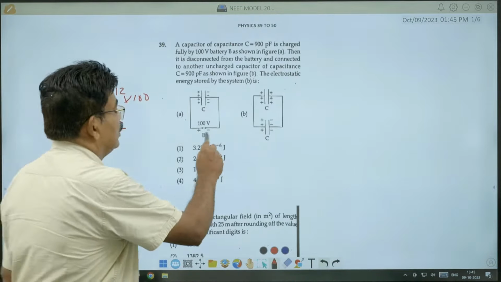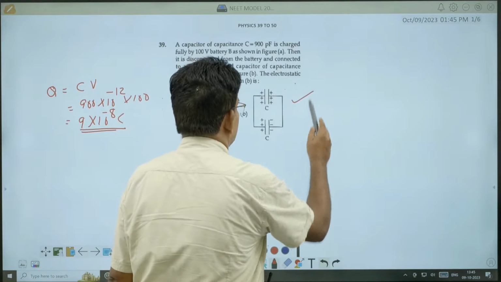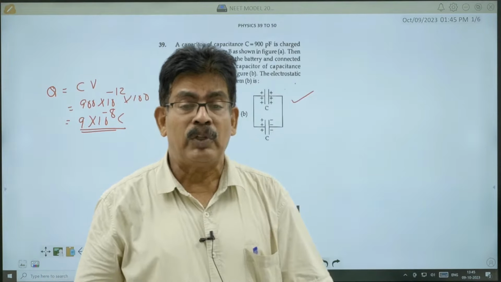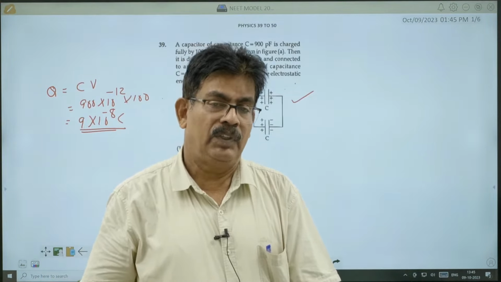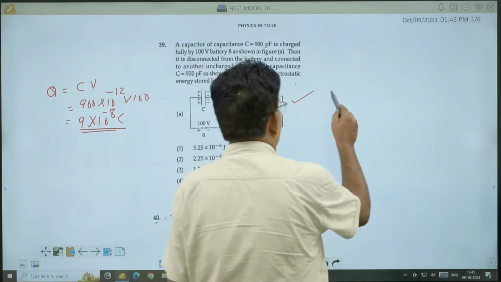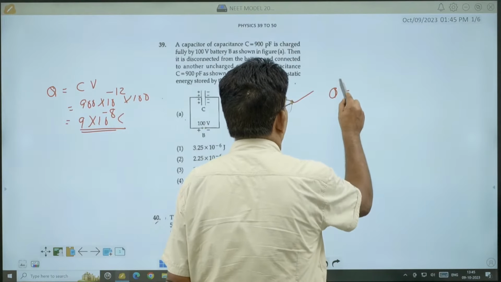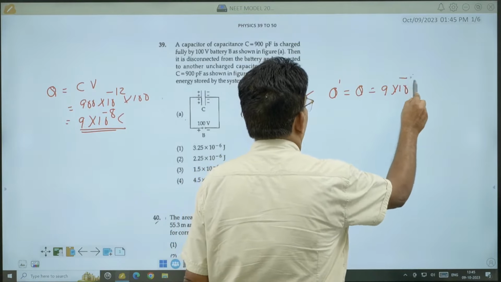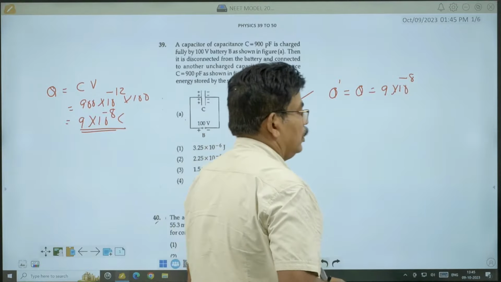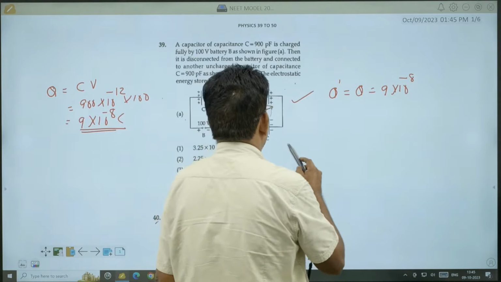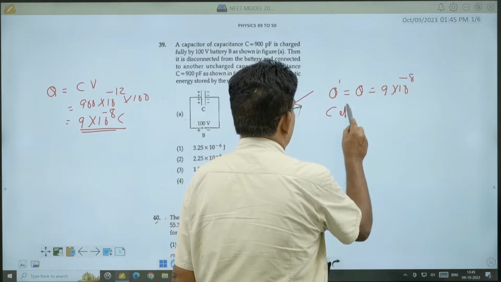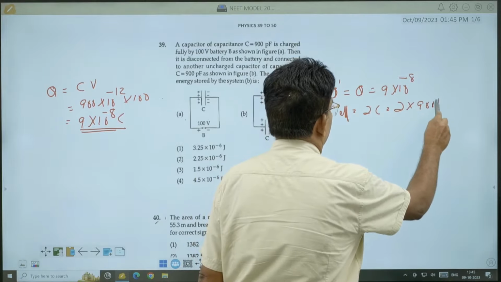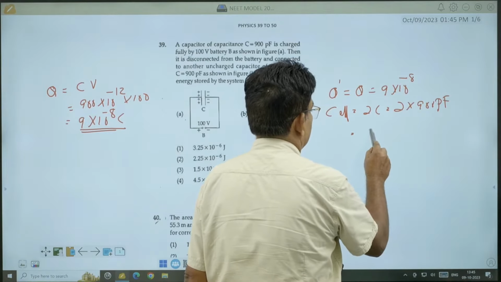Now this is connected to this uncharged capacitor. You know, the total charge available to the system will remain the same. So the new charge Q dash is still Q, that is 9 into 10 to the power of minus 8. But the combination will be a parallel combination of capacitors. C effective will be 2C, that is 2 into 900 picofarad. That is okay.